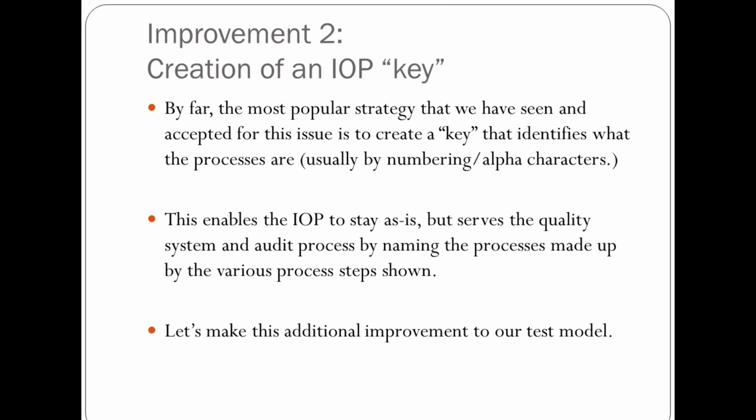Now, the other improvement that we're going to do here is to create an IOP key. Now, this is a very popular strategy that we've seen, where again, we're keeping the IOP as is, but we're going to use a key. We can use numbering, we can use alpha characters. For our example today, we're actually going to use colors. And again, this helps us know what the processes are and allows us to keep the IOP as is. So let's make that final improvement.